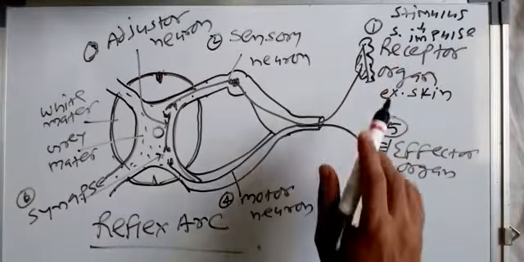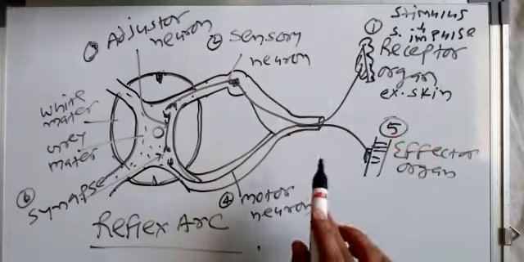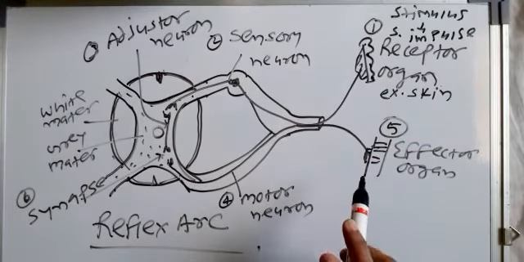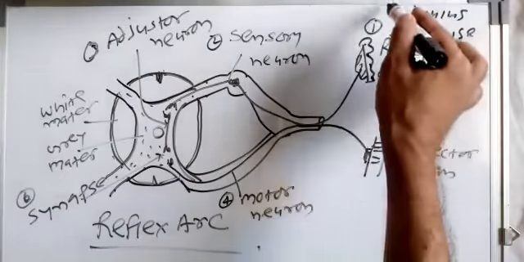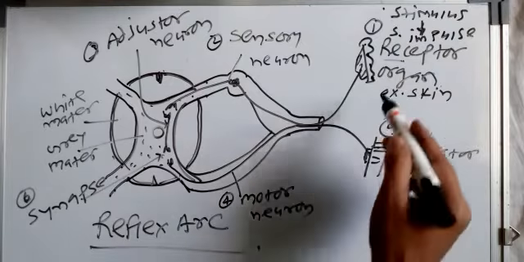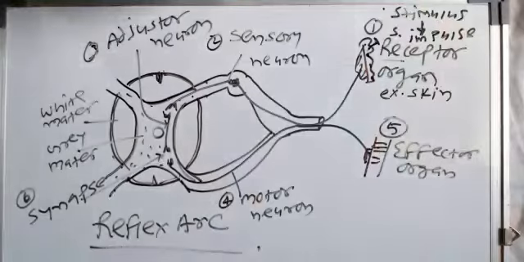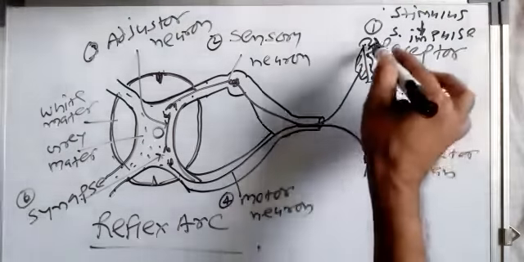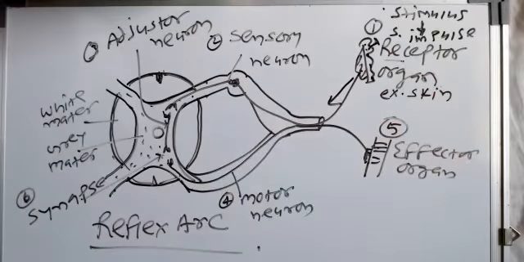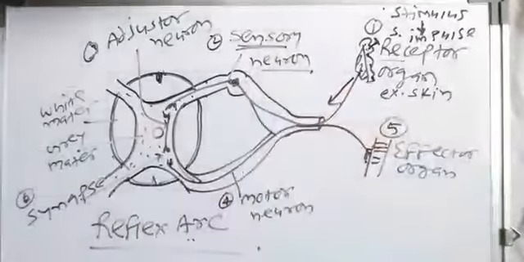What are the points about receptor organ? Receptor organs are like skin, eyes, ear, nose, tongue, etc. that receive the stimulus. What is the function of the receptor organ? It receives the stimulus and converts it into sensory impulse. Now if you take the example that if you have pricked a pin to the receptor organ, that is skin, then that stimulus is converted into impulse and that impulse travels through the sensory neuron. Now second component of the reflex arc is sensory neuron.